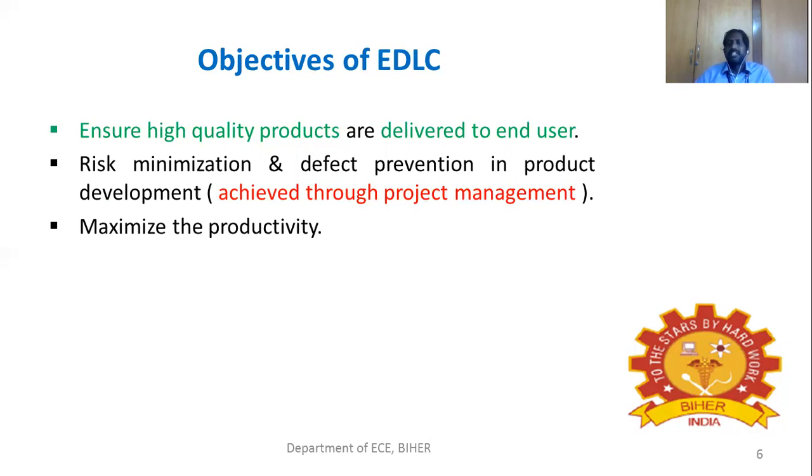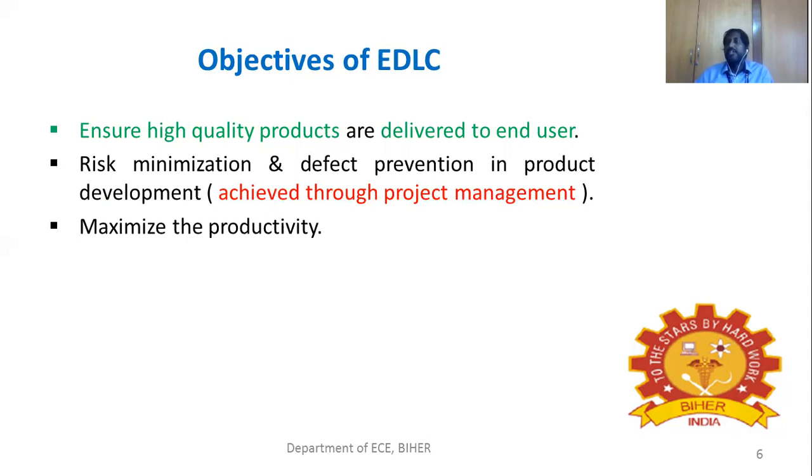And then risk minimization and defect prevention in product development. It is achieved through project management, because various aspects are managed: what hardware is used, what software is used, whether the hardware and software are matched according to the requirements, whether the software requirements match the hardware requirements and other memory requirements. Everything is managed, the risk is minimized, and defect prevention is also achieved through this EDLC, because we need to give an effective system to solve a particular issue.